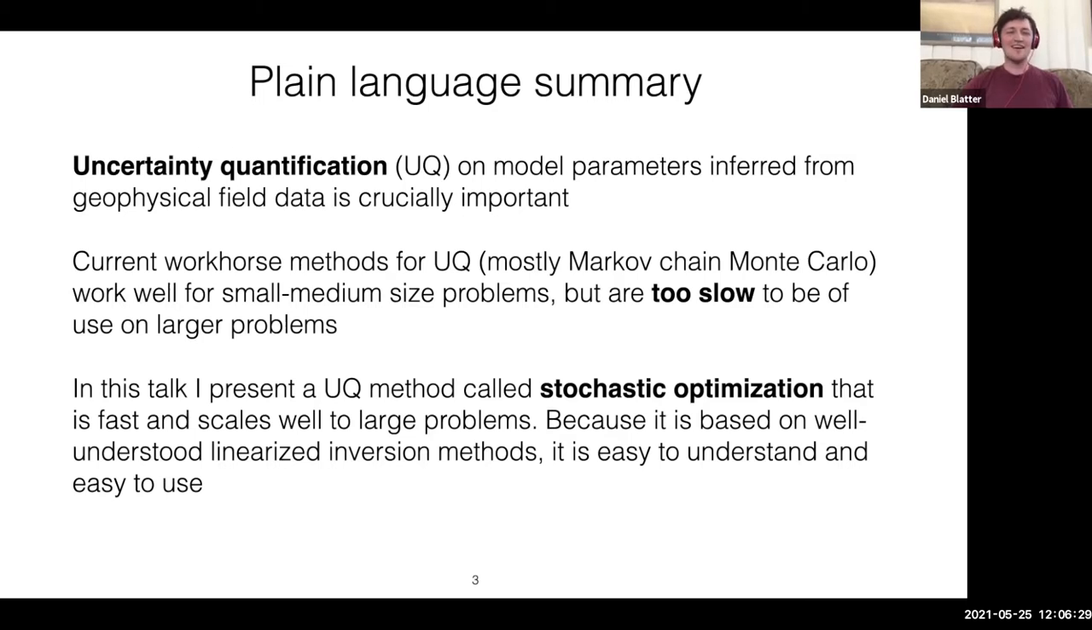The first, uncertainty quantification, which I will refer to as UQ for short, on model parameters that we infer from geophysical field data is crucially important. If we want to say something meaningful about the Earth, it's usually not enough just to get a single inversion model. We need uncertainty about that model.